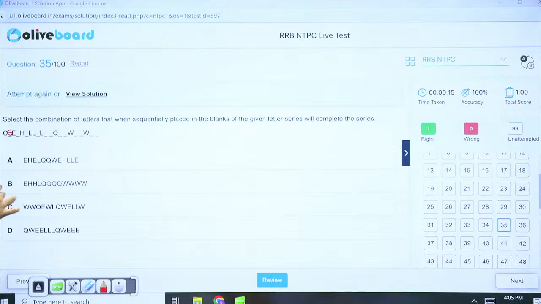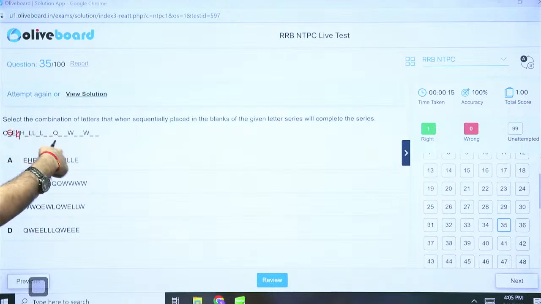Okay. The next one, if I take the first as E, the next has to be H only. Now C double E double H. Something is happening here. If I have an H here, so C double E triple H. Then I have quadruple L, 4 times L. This makes sense. So this is how you can isolate your answer and get your correct answer fast.